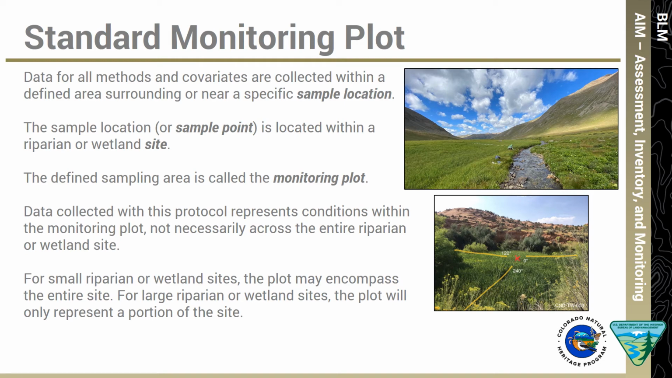Data collected with this protocol represents conditions within the monitoring plot, and not necessarily across the entire riparian or wetland site. For small riparian or wetland sites, the plot may encompass the entire site. For large riparian or wetland sites, the plot will only represent a portion of the site. For site-scale targeted monitoring, plots are often strategically located in areas where management action may have the greatest effect. If the targeted site is large and complex, more than one monitoring plot may be needed to adequately represent conditions. For population-scale random sampling, monitoring plots distributed across the landscape will represent the range of conditions within all riparian and wetland areas across the landscape.